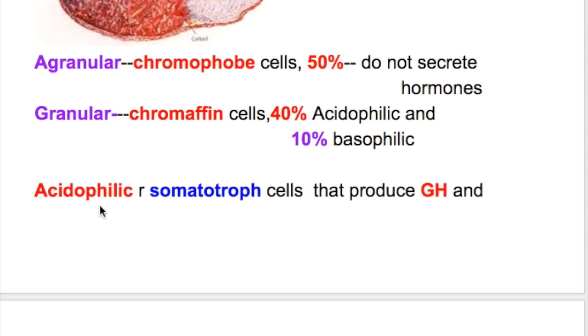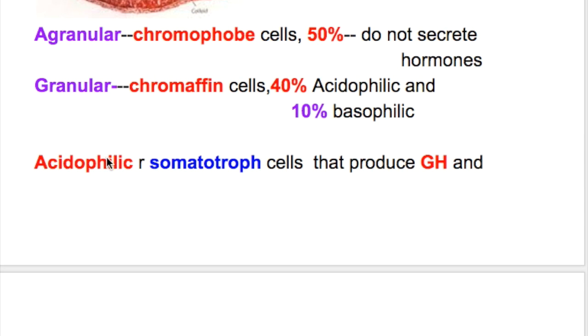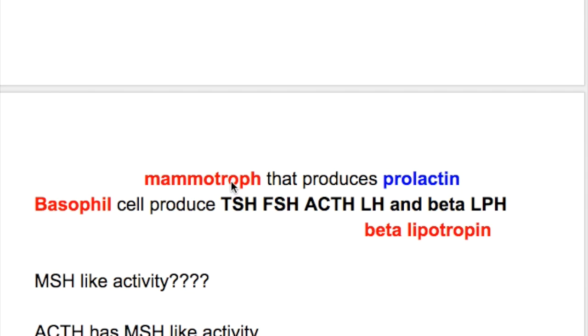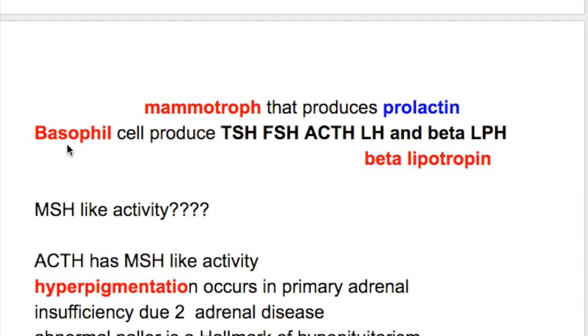The acidophilic cells are of two types, somatotrophs and mammotrophs. The acidophilic somatotrophs produce growth hormone and the acidophilic mammotrophs produce prolactin. The basophil cells, what do they produce? They produce the rest of the hormones: TSH, FSH, ACTH, LH, and also, as I told, beta lipotropin.